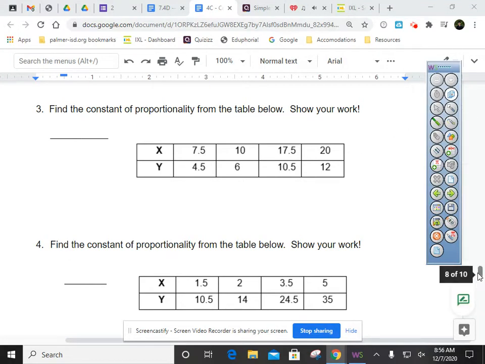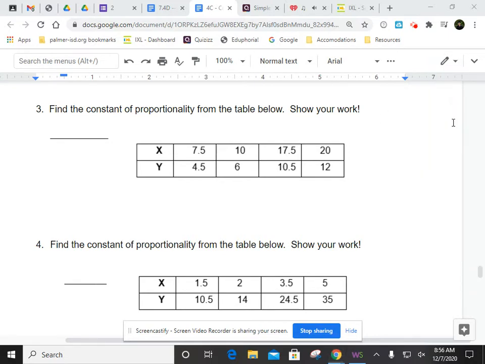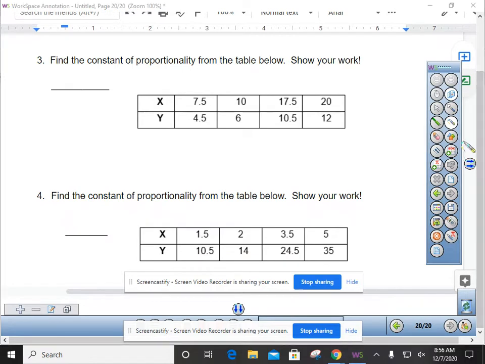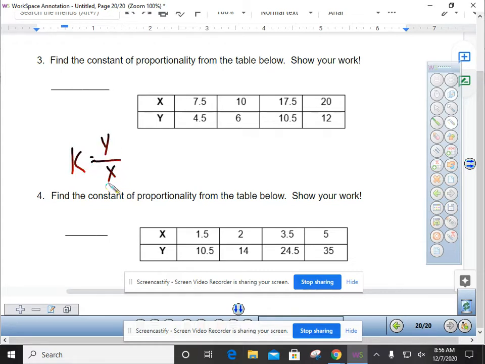Okay, so this is constant of proportionality. We talked about it last week. It's the same thing as unit rate, the same thing as the distance formula. It is all the same thing. Sometimes they give you a chart or a table, and they want you to figure out the constant of proportionality. So you write the formula. What is the formula? K equals Y divided by X.